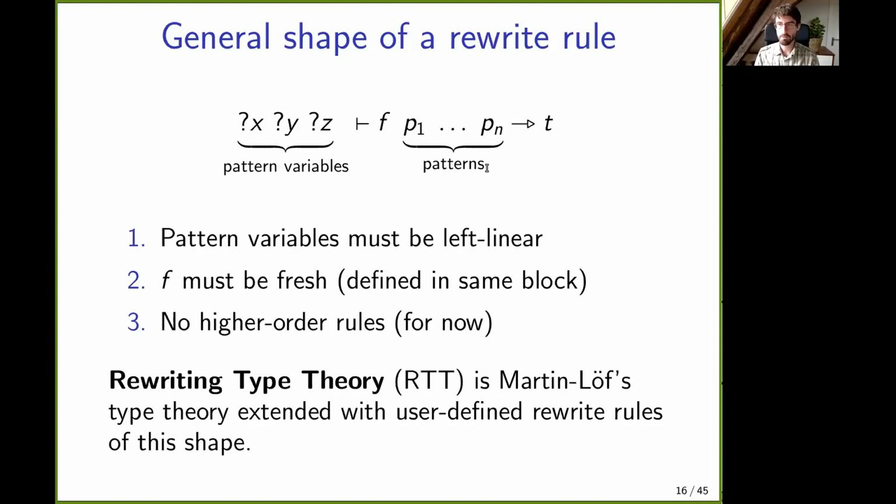And the third one is, for now, we're not allowing higher order rules. The higher order rules are actually implemented in Agda, but they're not yet part of the formalization, so I'm skipping them for now. And then rewriting type theory formally is basically Martin-Löf's type theory extended with these arbitrary user-defined rewrite rules, which match these three criteria.